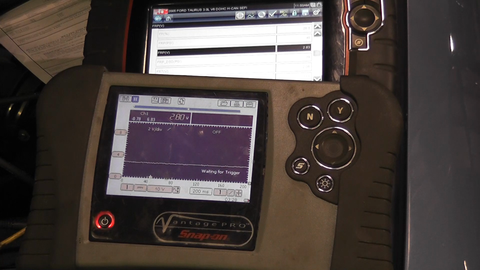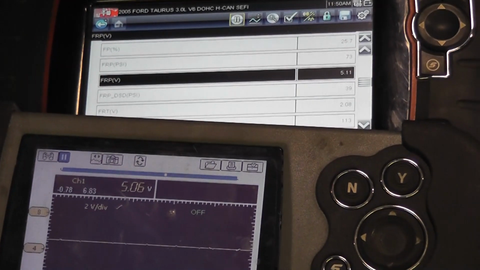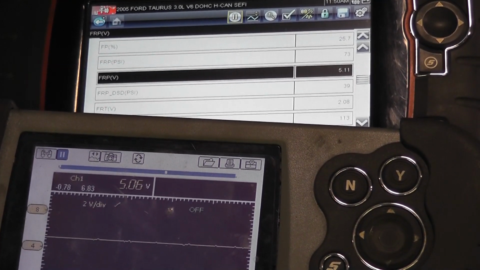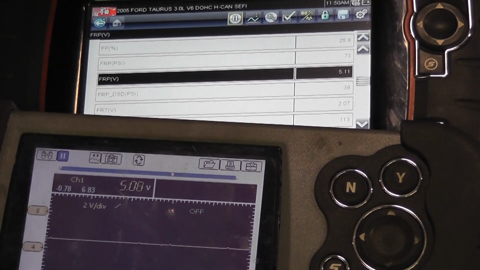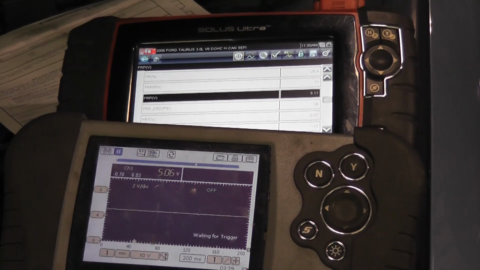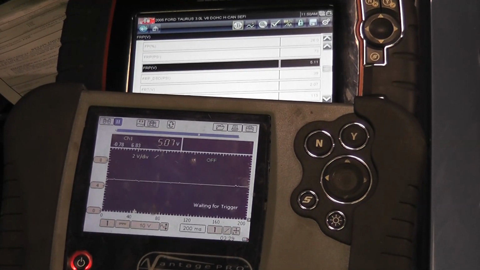You can see there it went up to 5 volts for a second. There we go. I just tapped on it. Now it's stuck at the 5 volts. And if you look at my scan data, you know, seeing the 5.1, and it's showing the 70 some pounds of fuel pressure, which is incorrect, but I believe the computer knows that that's just, you know, an open circuit.